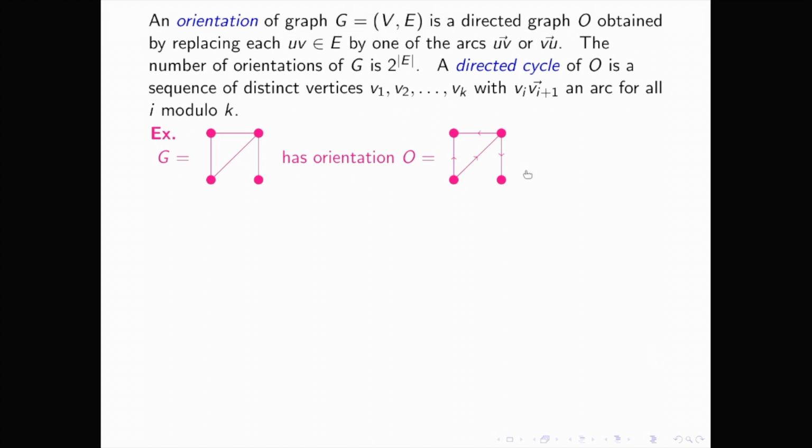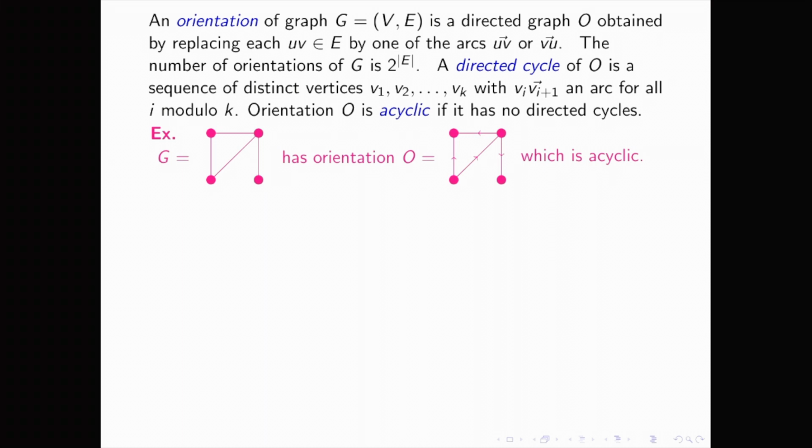Is this orientation that we have here acyclic? Yeah, because try and go around this cycle. That's the only cycle there is. If I do it this way, I'm going the wrong way down this edge, the vertical edge. And if I try and do it this way, I'm going the wrong way across this horizontal edge. So this has no cycles in it. Let's try and count acyclic orientations.